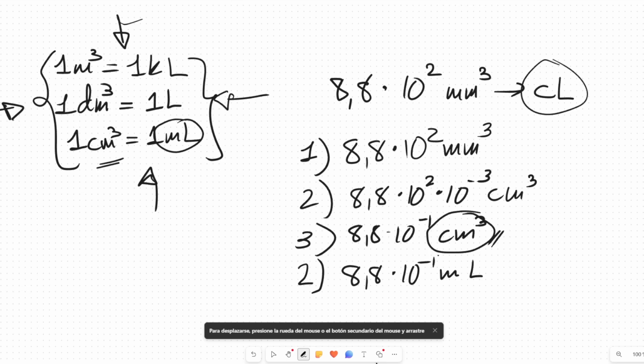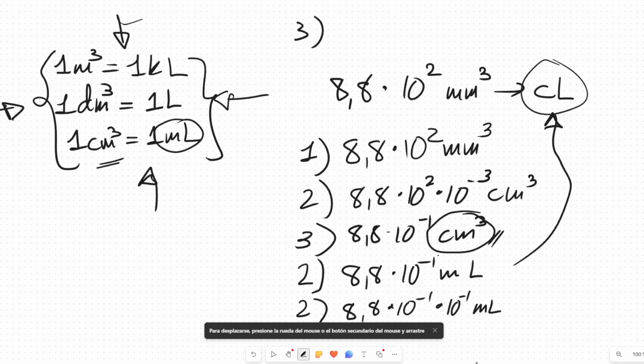milliliters. But this is still not yet a centiliter. So I will have to add the conversion between the milliliter and the centiliter. And as you already know, the centiliter is one step to the left. So the conversion would be 10 to the power of minus 1. And finally, I would write down the answer here, because I have no more space left. Finally, I would make the last multiplication and get 8.8 times 10 to the power of minus 2 centiliters in this case.